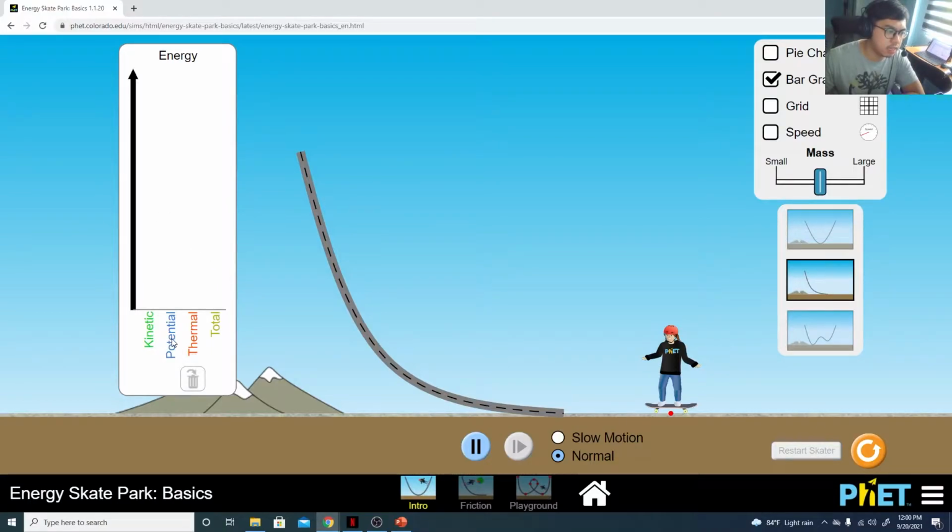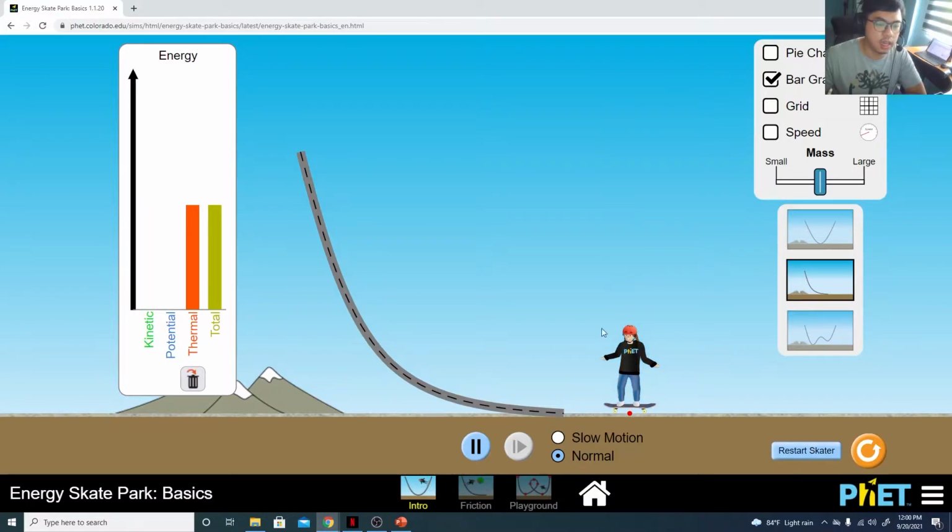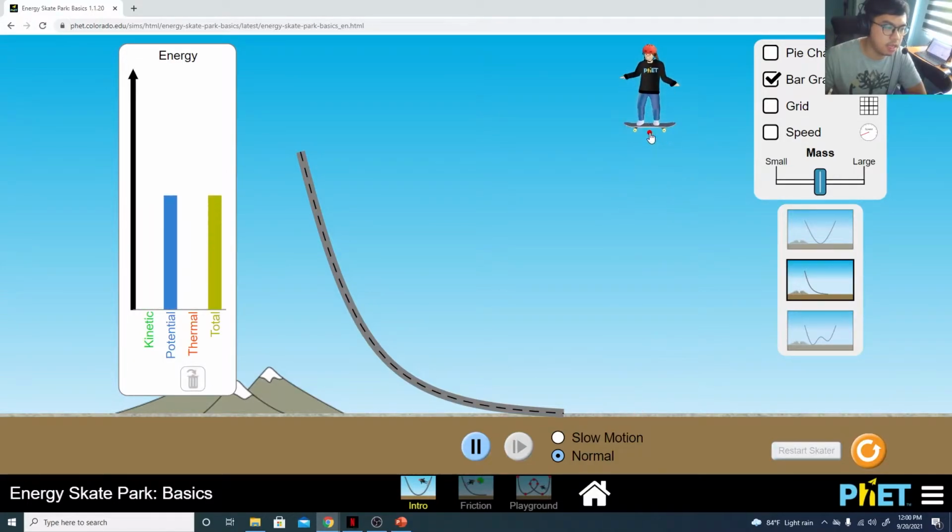You can see this from this bar graph here. It shows the kinetic, potential, thermal energy, and the total energy. So if I raise her up, you can see her gravitational potential energy increases, right? And if I let her go at a certain height, what's going to happen? Her gravitational potential energy will then be changed to kinetic energy. Why kinetic energy? Because she is moving once I release her from this height. So let's see that happening. Okay, ignore thermal energy for the time being.